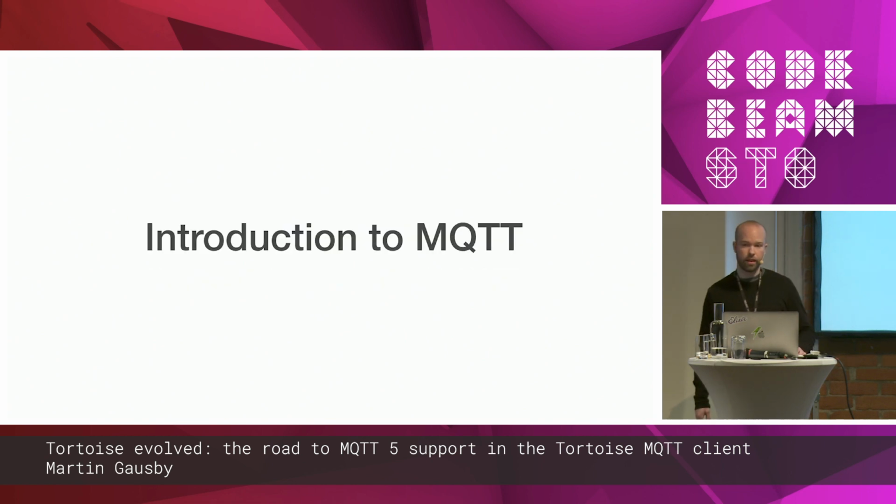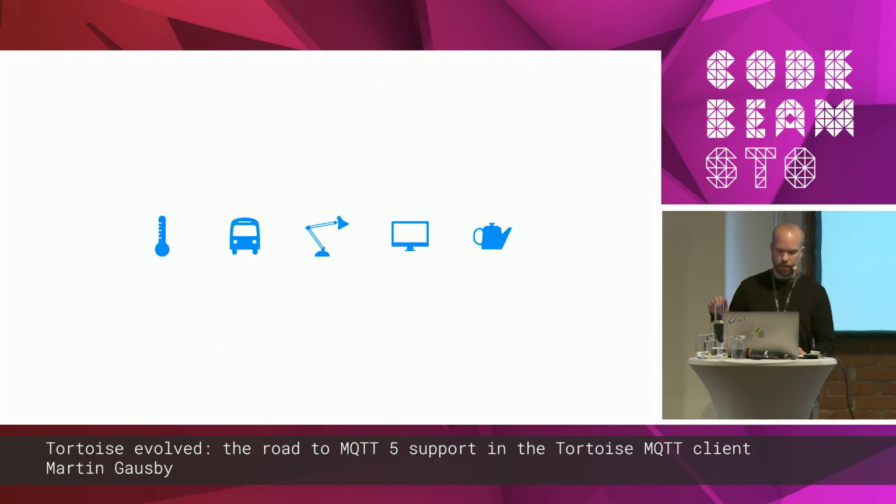So, introducing MQTT. MQTT is a lightweight PubSub protocol primarily used for machine-to-machine communication. So it is designed to run on small constrained devices, constrained in network; the network might be unavailable for short amounts of time, and the devices might not be that powerful.